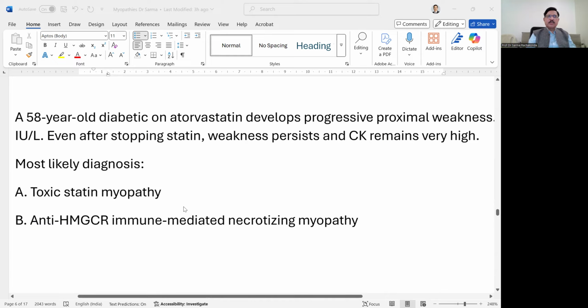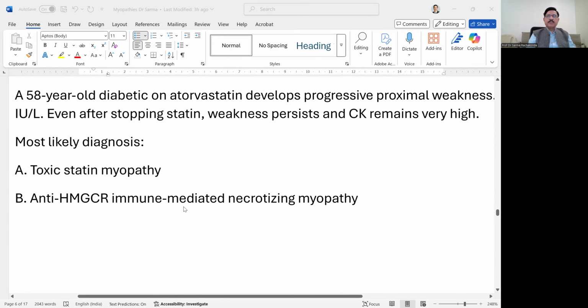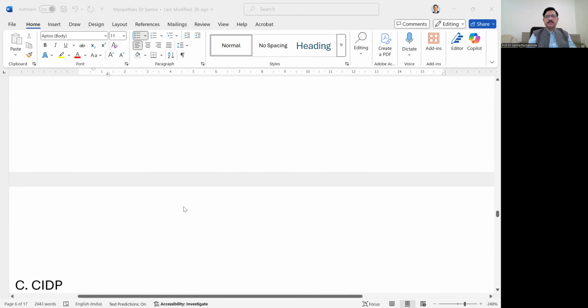What is IMNM? Immune mediated necrotizing myopathy.